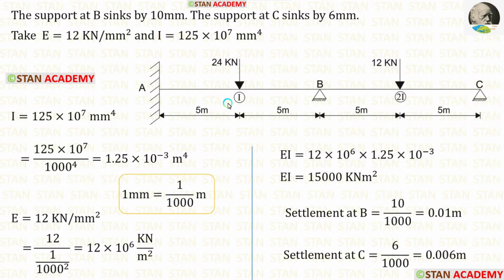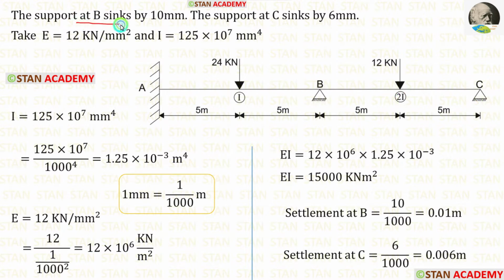The moment of inertia for the span AB is I. For the span BC, it is 2I. Length of the span AB is 10 meter. Length of the span BC also is 10 meter. In the point A, there is a fixed support. In the points B and C, there are hinged supports.